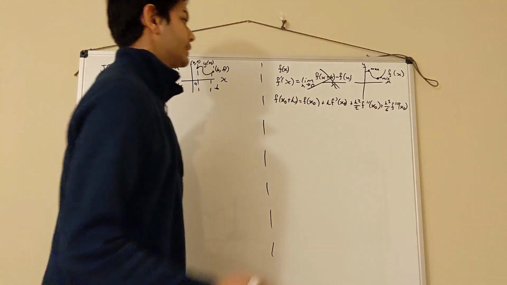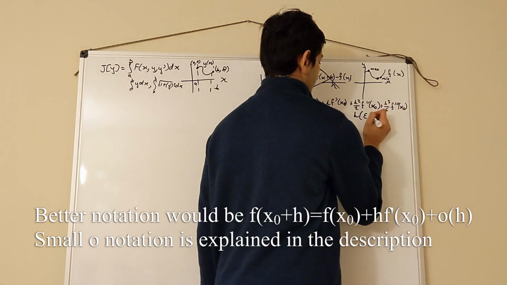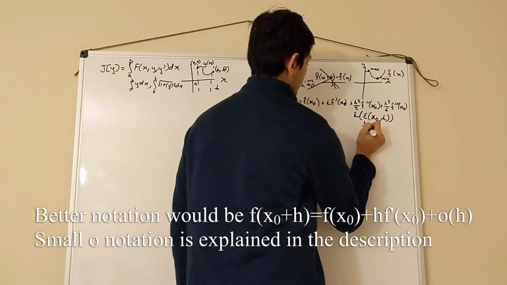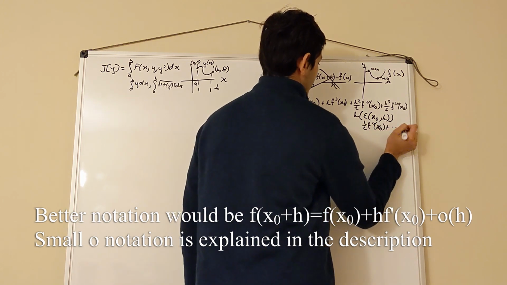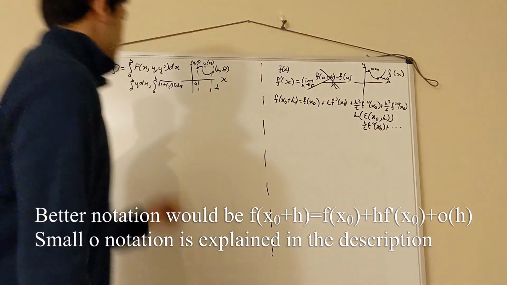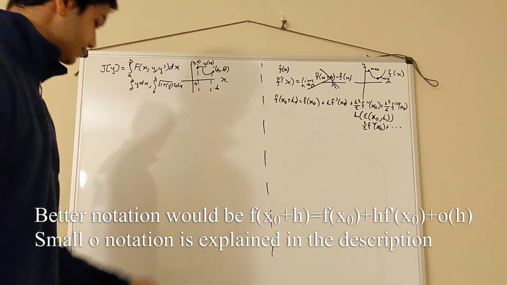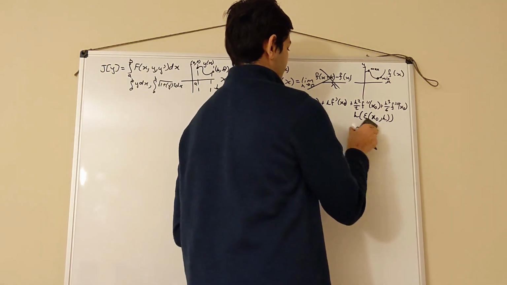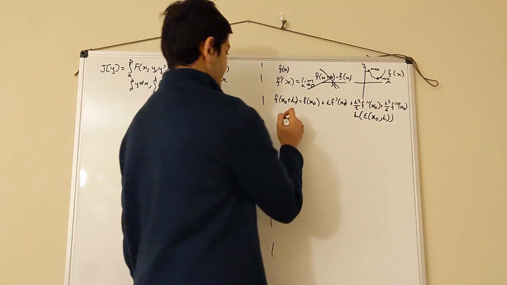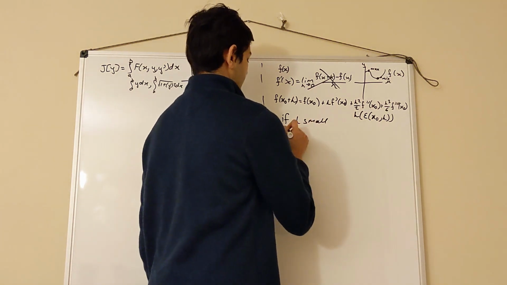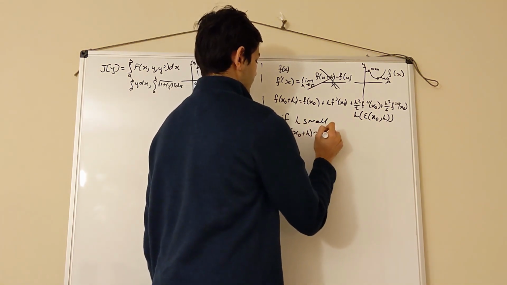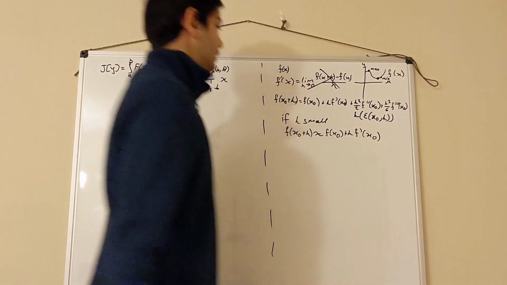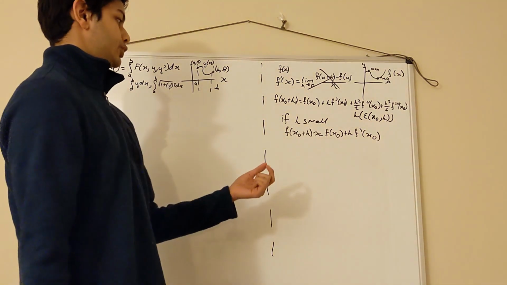And these higher order terms, you can also write as h times epsilon of x naught comma h. So epsilon would be h over 2 f double prime of x naught plus the other terms. I'm just writing it this way because we'll do something similar on this side. So anyway, how is this supposed to help us find an extreme value of our function? Well, as I said, if h is small, then f of x naught plus h is roughly equal to f of x naught plus h f prime of x naught.